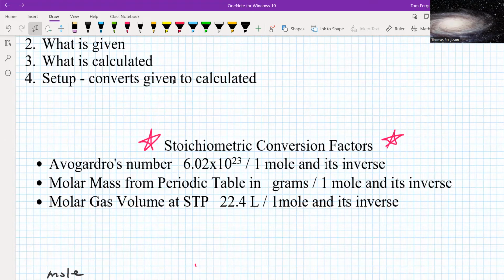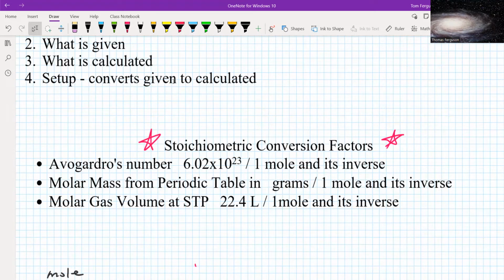One we haven't talked about yet is the molar gas volume at standard temperature and pressure. Now, it's crucial that it's at standard temperature and pressure, STP, because gases are compressible. So you can't judge the volume unless it's at standard conditions. And that's 1 atmosphere and 273 Kelvin temperature. So that's the new one, okay?